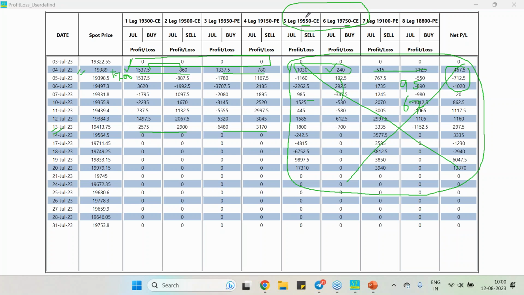Or this strategy will change. This 550 call will not be there, 750 will not be there, it may go to 600 or 700 also. So here, once the wing enters a profit, any wing, if the call enters the profit, you do the call side adjustment, the put side adjustment no need to do, just keep waiting.